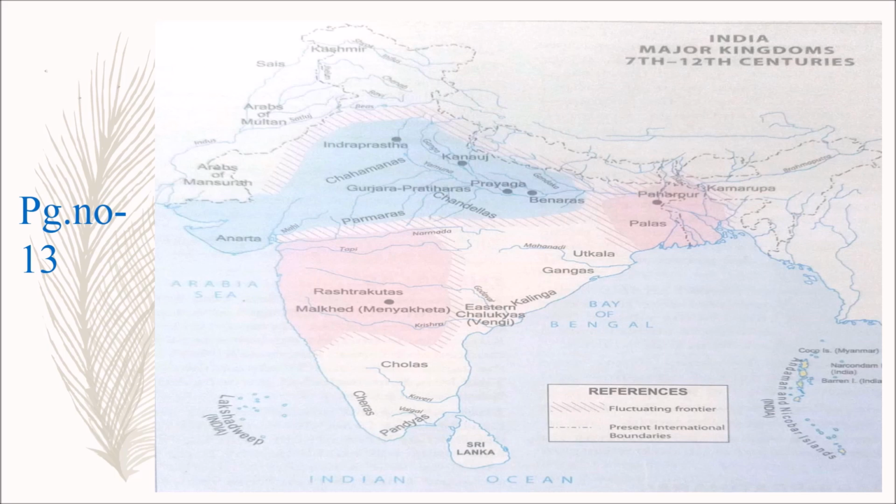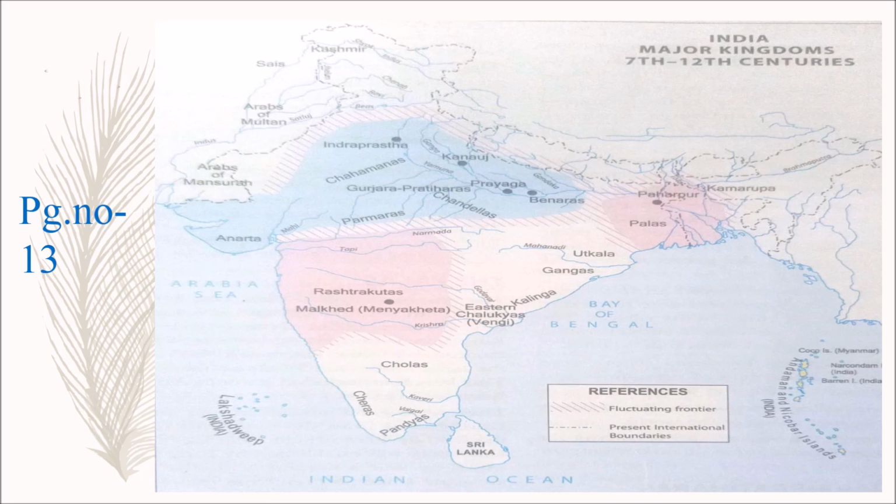Then we can see those areas marked in the light pink color show the areas under the control of Palas. Students, here also you are going to mark only one area under the control of Palas, like Baharpur. Baharpur is a town in Gaya district in the Indian state of Bihar.